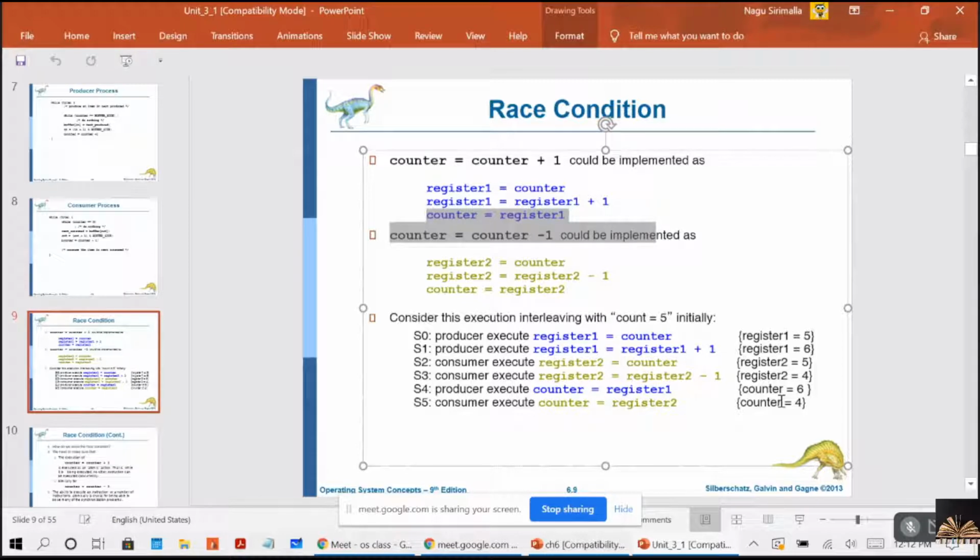Initially the count is 5. The producer produced 1 item, so the count becomes 6. Then after the consumer consumed the item, actually the count has to be 5. But because these are executing in a concurrent manner without synchronization, we are getting the wrong count value.